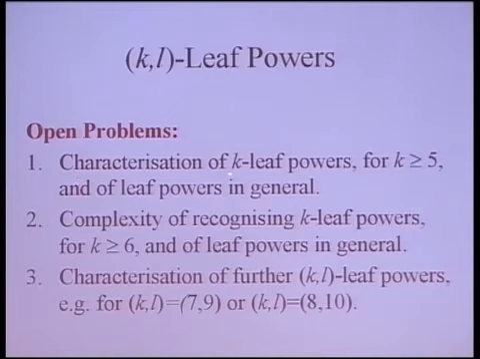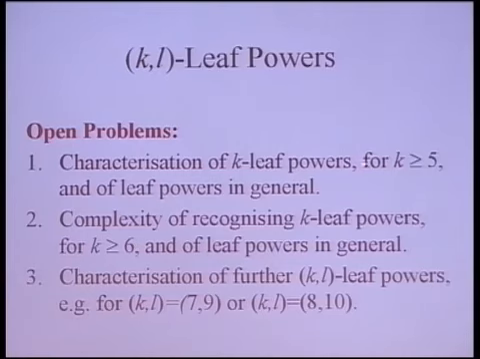Given that KL leaf powers are K leaf powers, this is all the same notion, basically. This is just a specialization. So for K at least 5, we want a characterization, and for leaf powers in general. And then the complexity of recognizing K leaf powers is unknown.